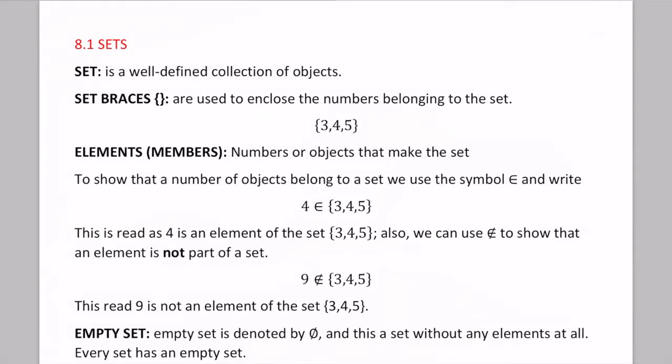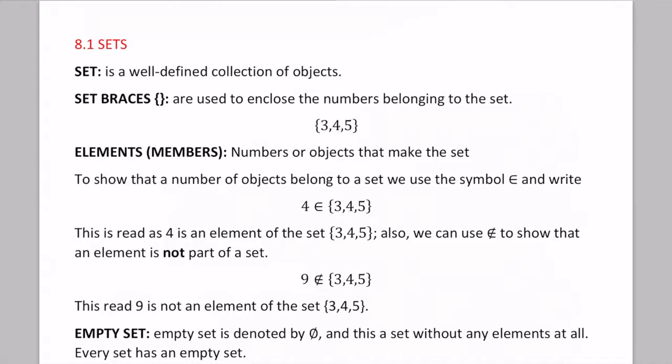So let's start with 8.1, sets. A set is a well-defined collection of objects. It can be anything from numbers, animals, names of people, whatever you want. Set braces are used to enclose the numbers belonging to the set. Elements, members, numbers or objects that make the set.